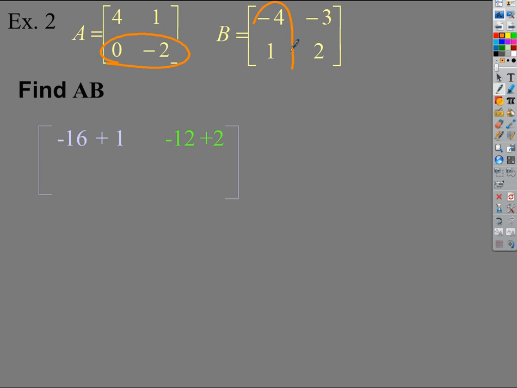Yeah, so 0 times negative 4, right? Plus negative 2 times 1. Okay? Okay, what about for the row 2, column 2 product? That's going to be what? 0 minus 4. Okay, 0 times negative 3, good, plus negative 2 times positive 2. Okay, and then I just simplify that.